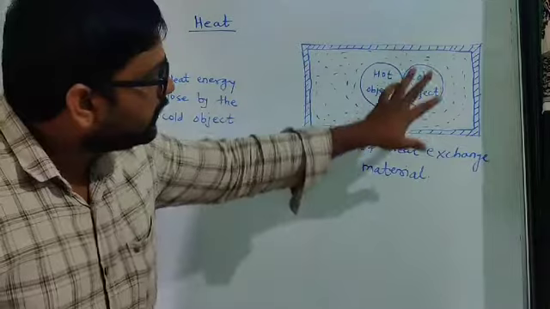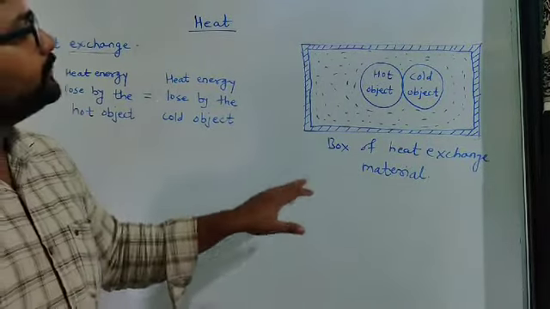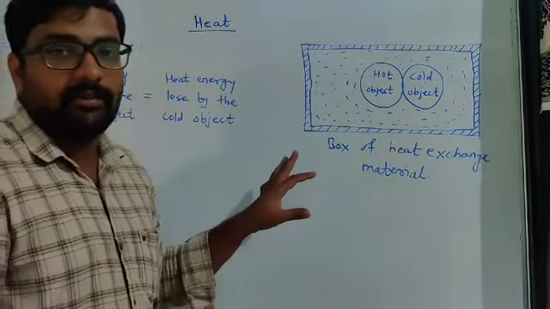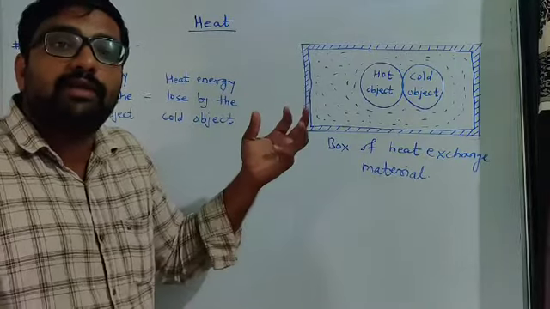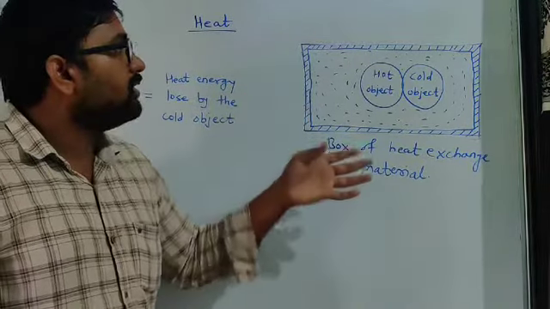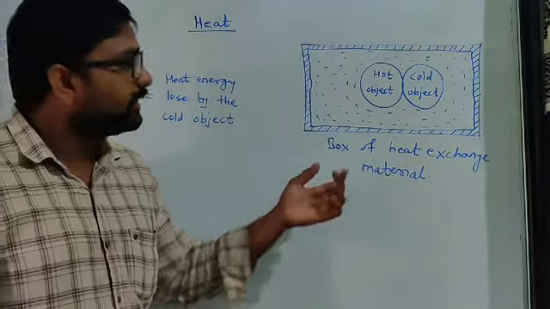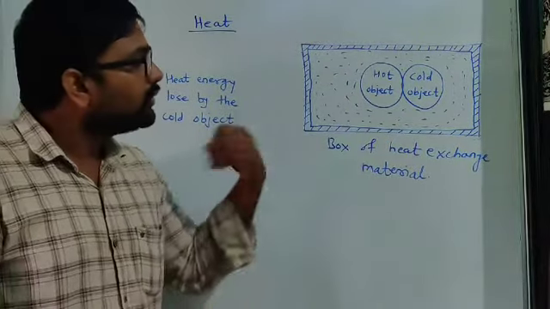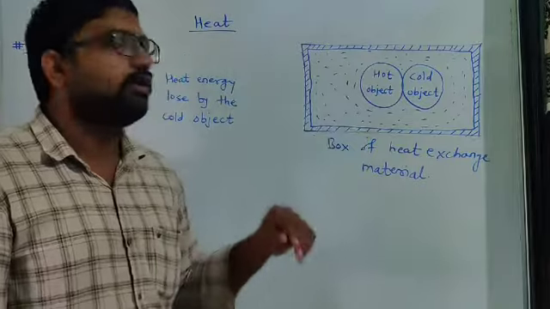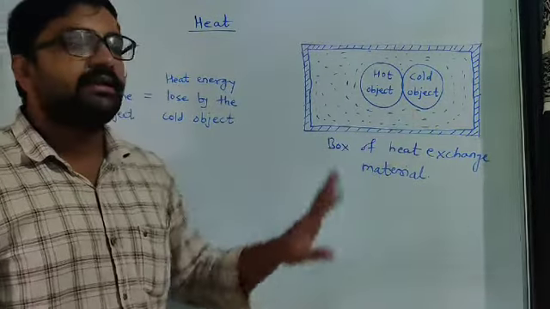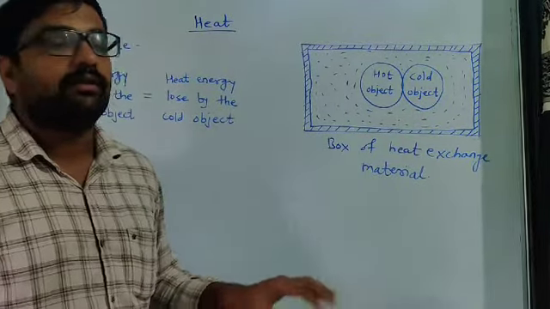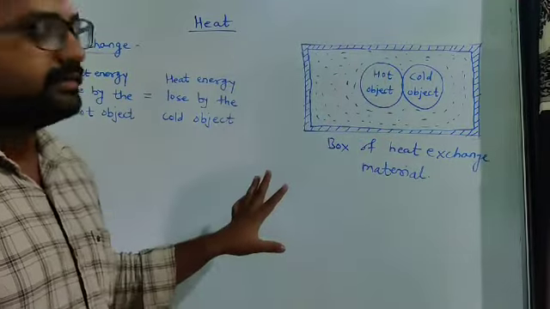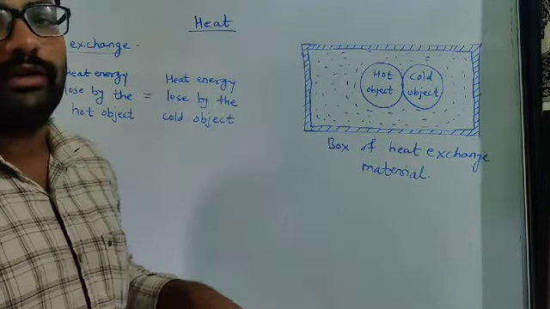That is why we have to consider here one isolated system. Isolated means what? Apart from the environment. There is no influence of other objects here, only these two bodies are in contact with each other. So whatever heat is lost by this hot object, that much heat energy is gained by this cold object, because this is an isolated system. That is the meaning of an isolated system.